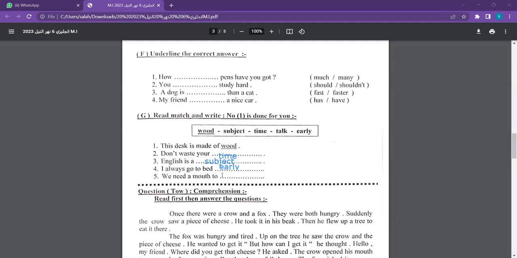Number five. We need the mouse to talk. Yes, we need a mouse to talk. We talk with our mouth. Now I talk with you with my mouth. That is very good. Good job, my dears.